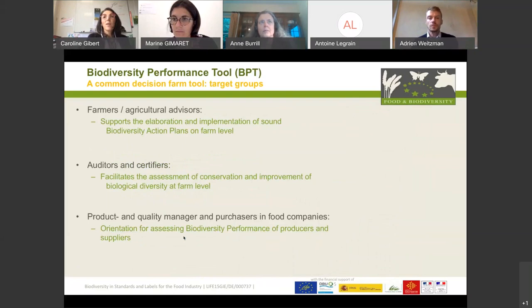So our main target groups were the farmers and agricultural advisors. The idea is that the BPT could support the elaboration and implementation of sound biodiversity action plans at farm level, but we also address auditors and certifiers to facilitate the assessment of conservation and improvement of biological diversity at farm level. And finally, product and quality managers and purchasers in food companies, so that they can orientate to assess biodiversity performance of producers or of their suppliers, or both.